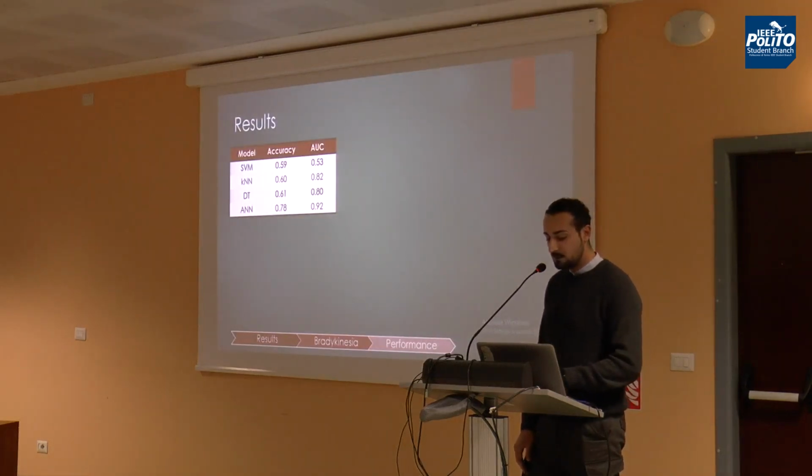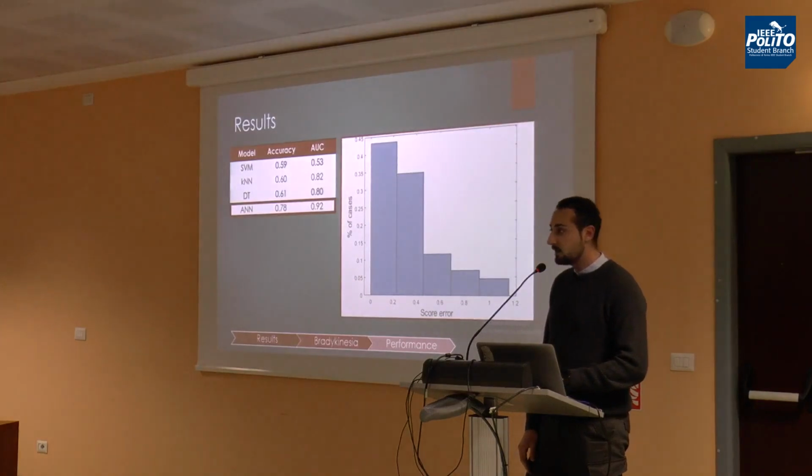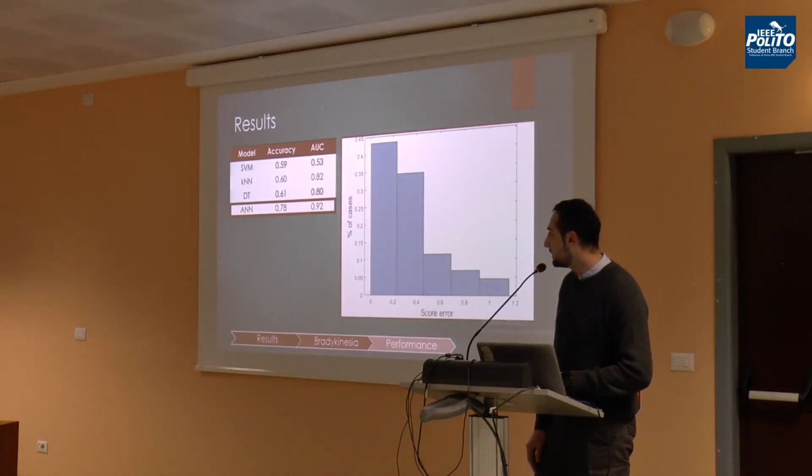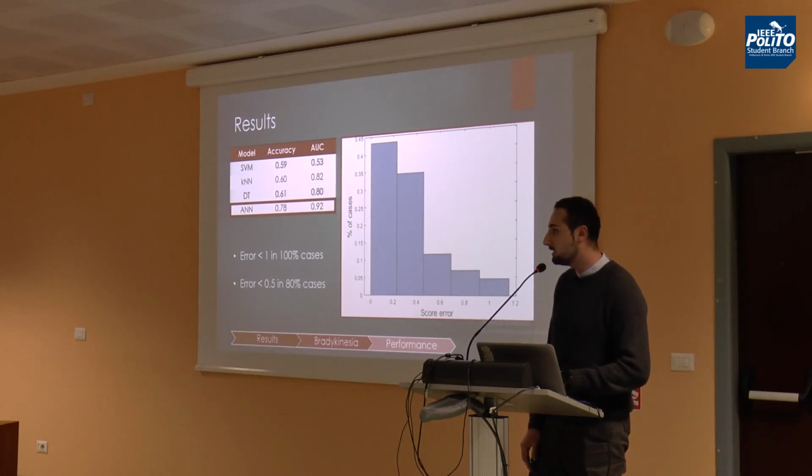So as you can see here, the artificial neural network provided the best performance. And as you can see from the plot, the error was less than 1 point in a scale from 0 to 4 in all cases, and it was less than a half point in 80% of the cases. So it was really precise.